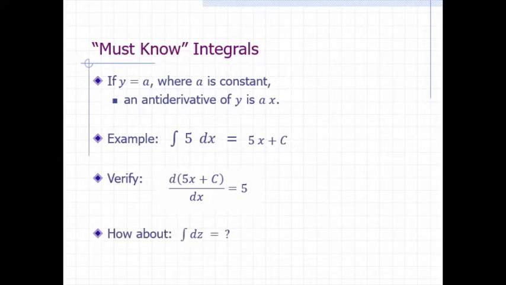Try this one. What's the integral of dz? Note that the variable of integration here is z, not x. So the indefinite integral will be a function of z. Since dz is equal to 1 times dz, it's easy to see that the indefinite integral is just 1 times z, or just z, plus the integration constant c.